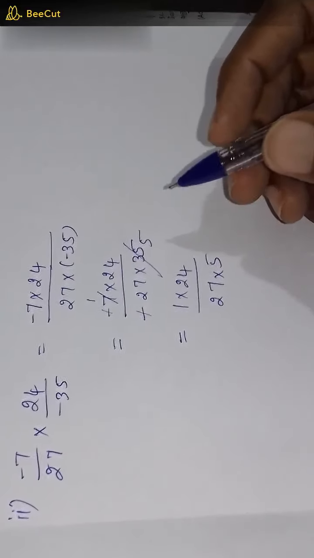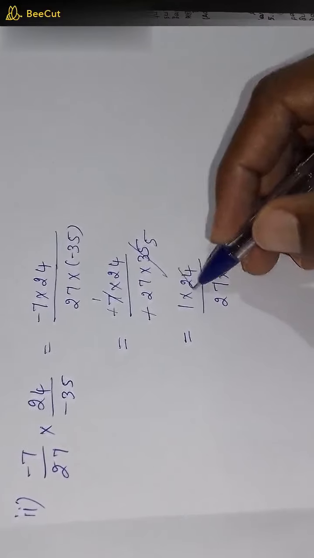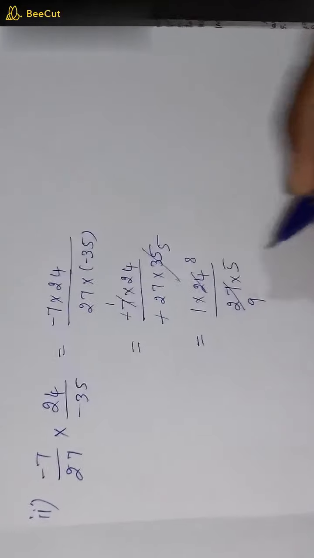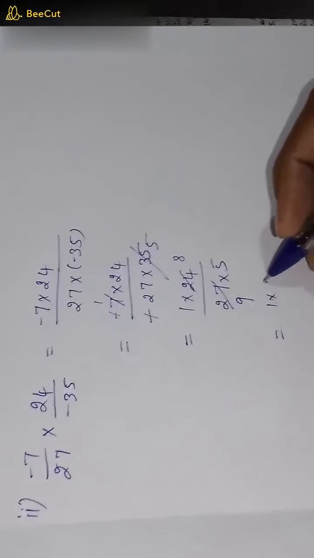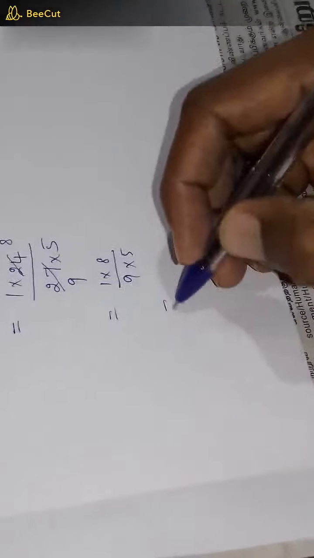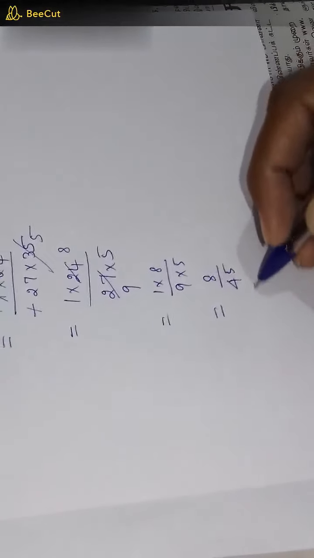Again we can cancel this 24 and 27. 8 3s are 24, 9 3s are 27. So it is 1 into 8 divided by 9 into 5. That is equal to 8 by 9 5s are 45. So this is the answer.